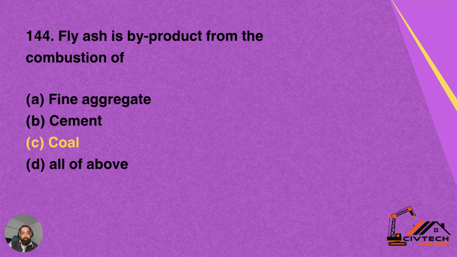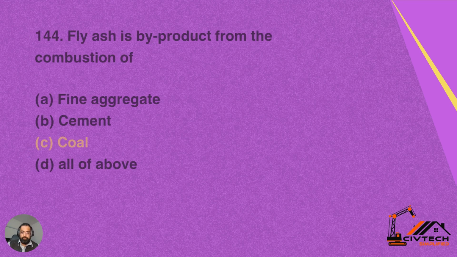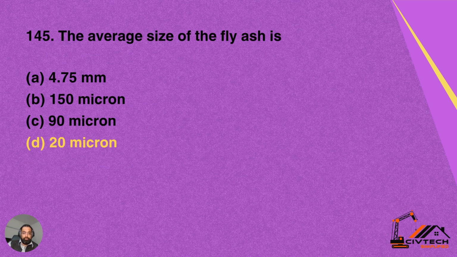Fly ash is the byproduct from combustion of. So how do we get fly ash? We get fly ash with the combustion of coal. Option A is fine aggregate. Option B is cement. Option C is coal. Option D is all of the above. Fly ash is a byproduct from the combustion or burning of coal. Option C is the correct answer for this question.